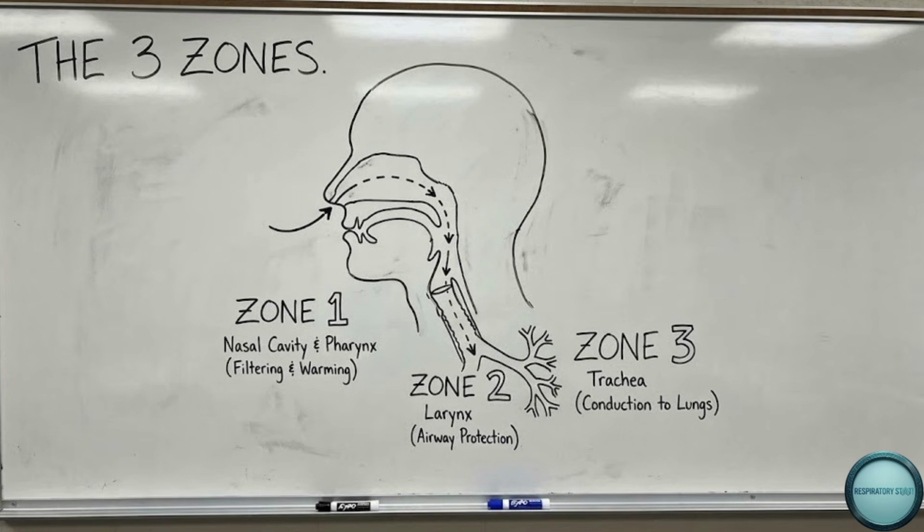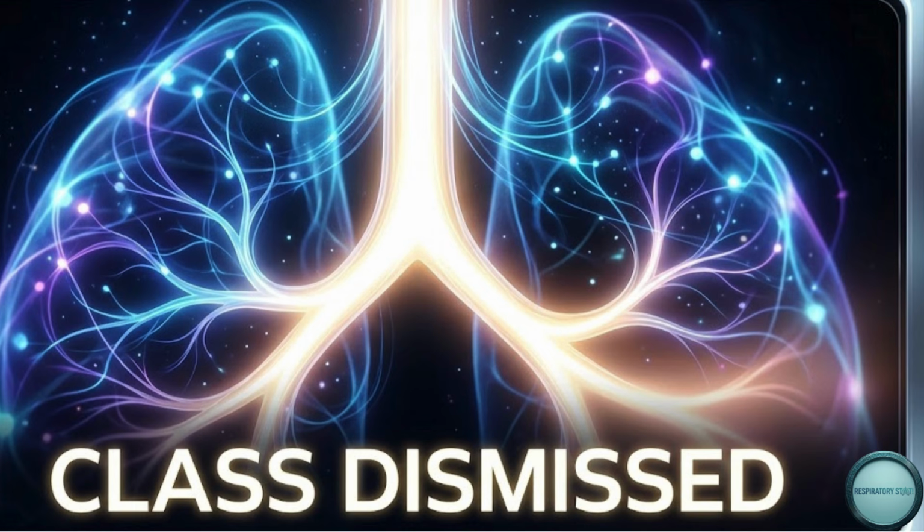So remember, Never Overlook. Check your Mallampati score and always aim for the vallecula with a Mac blade. This is the upper airway.